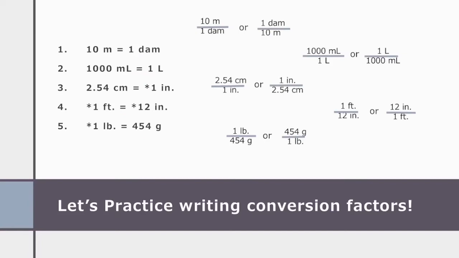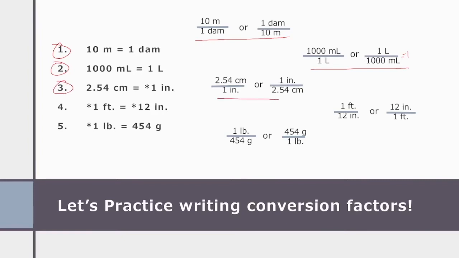All right, so hopefully you were able to get these. So for this first one right here, for number 1, I can write both conversion factors like this. I can have 10 meters on top and 1 decameter on bottom, or I can have 1 decameter on top and 10 meters on the bottom. They're both equally valid. Then for number 2, I got this, 1,000 milliliters on top, 1 liter on bottom, 1 liter on top, 1,000 milliliters on bottom. And remember, all of these are equal to 1 because the value on the top and the bottom is the same. They're just expressed in different units.